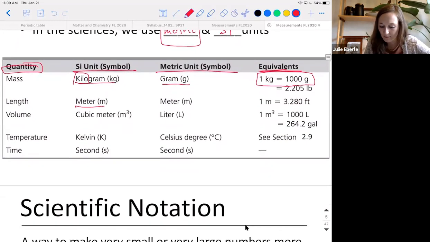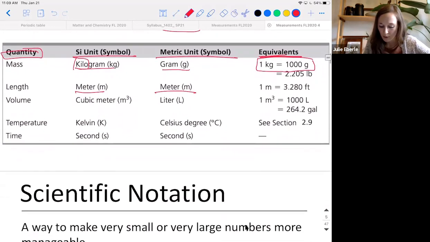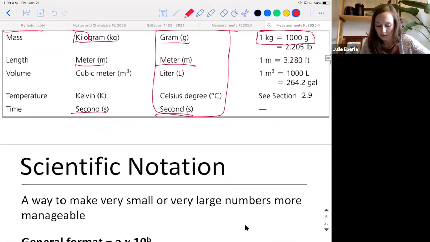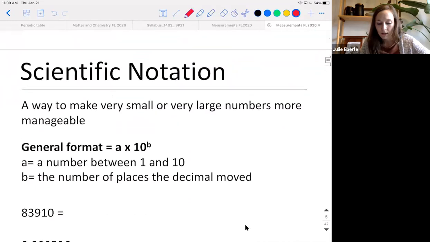Sometimes they're the same. We have meter for the length on both systems, both seconds, okay? Anyways, I just wanted to introduce this to you, but we're mostly gonna use the metric system, okay, in this class. All right, so that's a little bit on units.